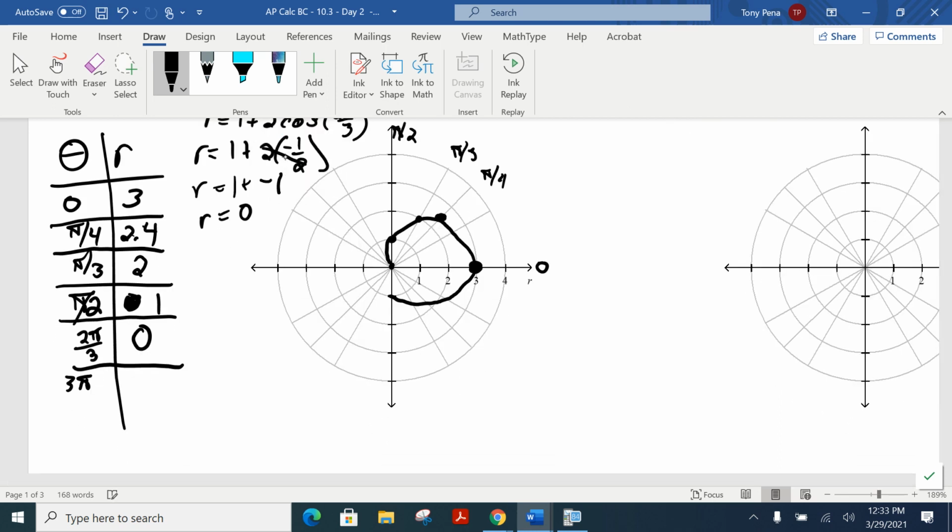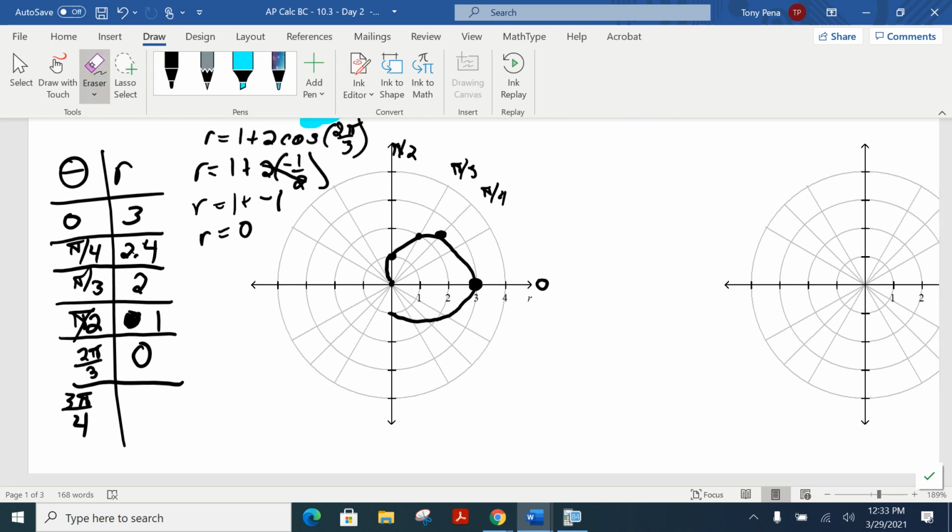We now want to go ahead and do 3 pi over 4. So throw in a 3 pi over 4. We know that's root 2 over 2. But in the second quadrant, it's a negative root 2 over 2. So when these guys cancel, we get that negative root 2, which is a negative 1.4. Add that to the 1, we ultimately get an r value of a negative 0.4.